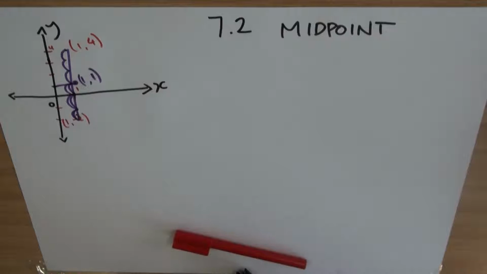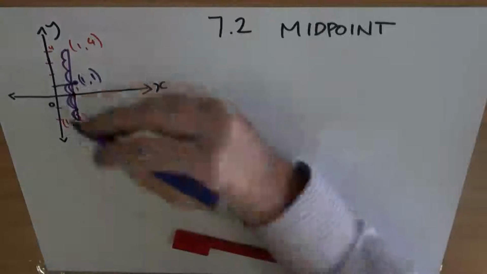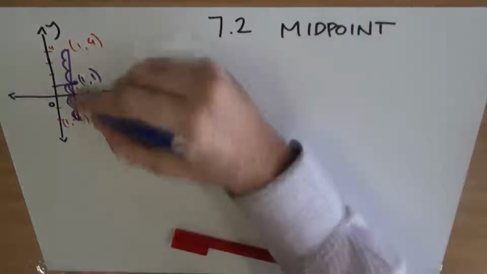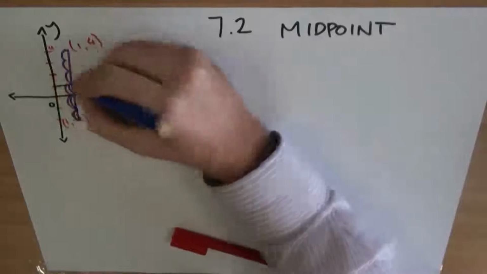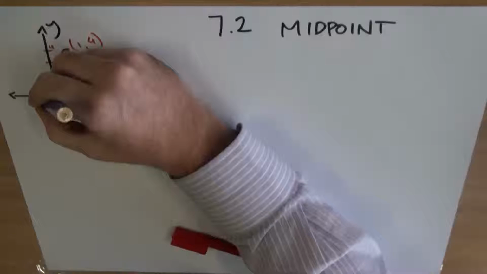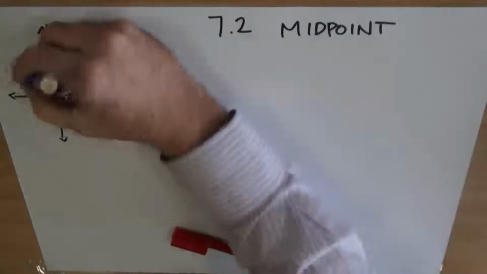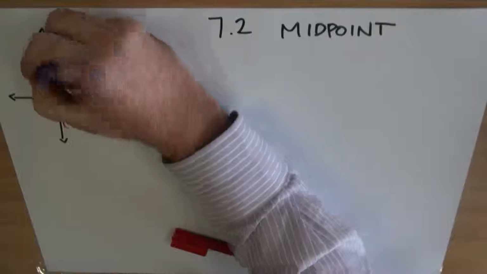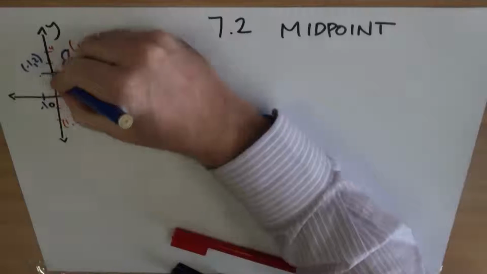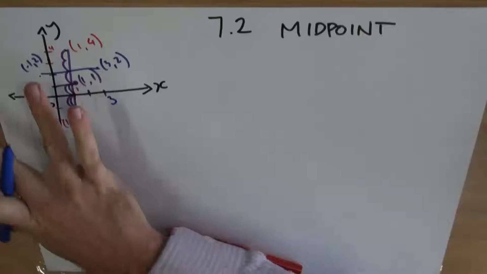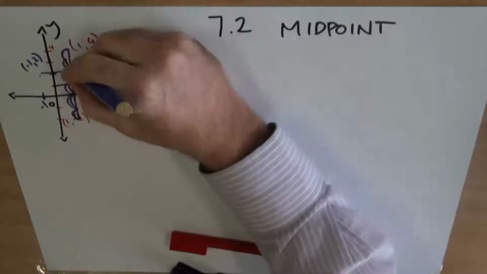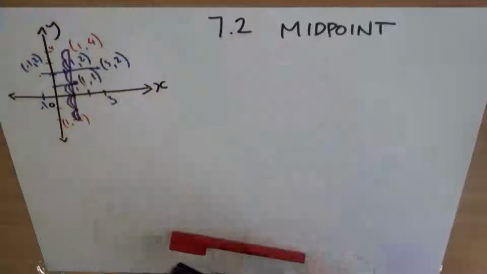The same if you've got a horizontal line. What if we had the point x equals 3 and y equals 2, and then x equals minus 1 and y equals 2. Of course, it's going to be very, very easy. We just go halfway between these 2 points, and halfway between minus 1 and 3 is going to be 1, and the y will stay the same. So our midpoint would be 1, 2.